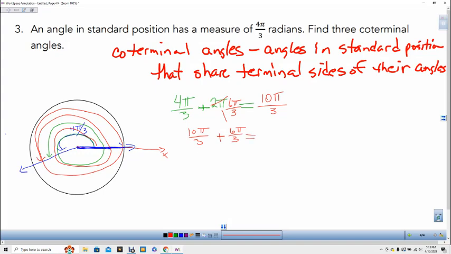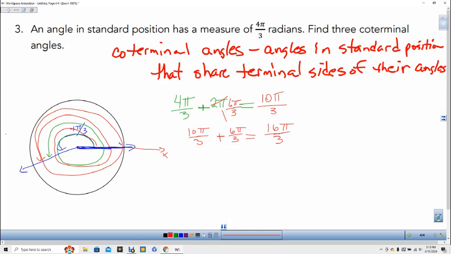And then we can just go ahead and add that, and you're going to get 16 pi over 3. Notice those are not reducible, so that's good. If it'll reduce, reduce it. If it doesn't, don't. Now, there's one other way that we could do it. We could do that forever, by the way. We could continue to add 2 pi and 2 pi and 2 pi and 2 pi and have an infinite number of coterminal angles. But what about another way?